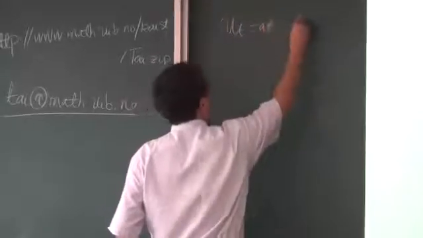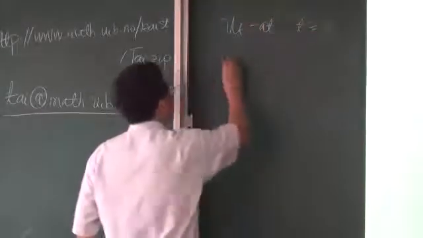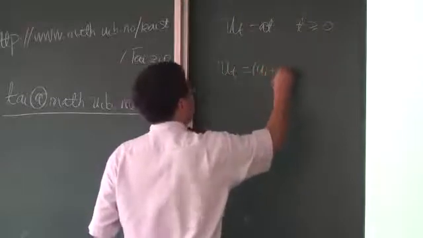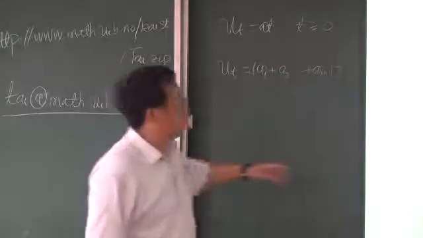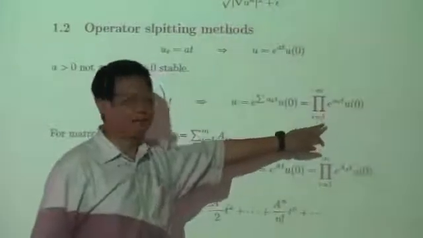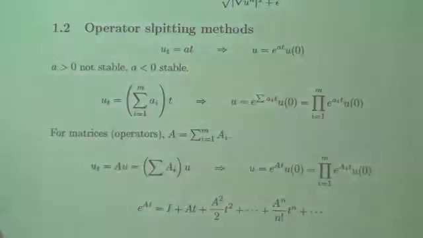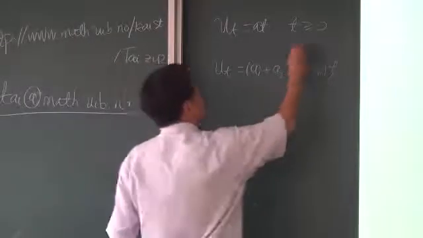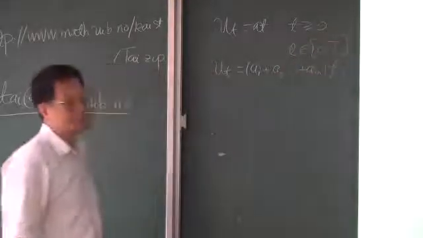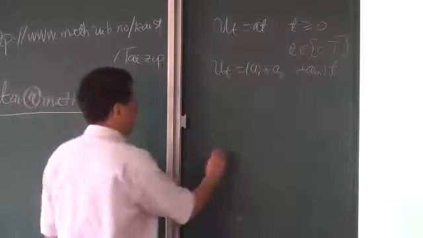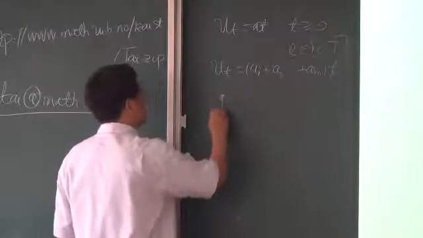So originally you solve the equation u_t equal to A u, t bigger or equal to 0. And now you solve A equal to A1 plus A2 plus ... plus AM. And then this solution is equal to this one. So therefore you can see that essentially, assuming I just solve it for t from 0 to a capital T, I just need that solution.